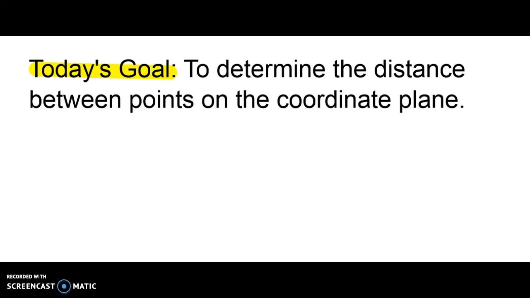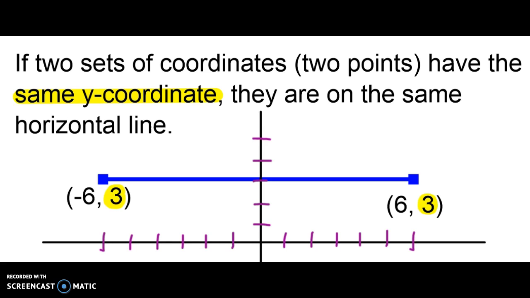Hi, sixth grade. Today's goal in math is to determine the distance between points on a coordinate plane. Looking at the top of your worksheet on the right-hand side, it says if two sets of coordinates, which means 2 points, have the same y coordinate, they are on the same horizontal line. Horizontal means flat. So if you look at my example, I have 2 points, -6, 3, and 6, 3. You'll notice that the y coordinate is 3 in both.